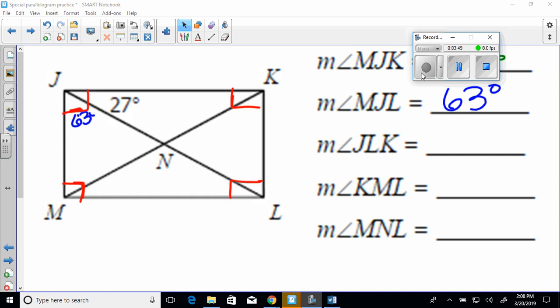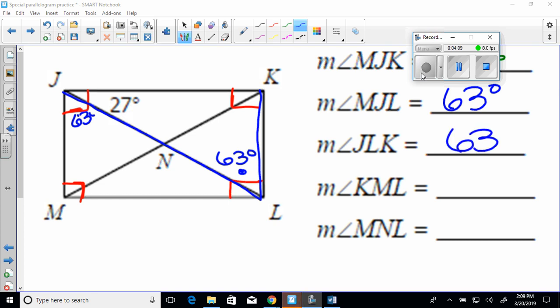So the next angle we're looking for is angle JLK. Again, if you trace through it, start at J, go to L, and then go up to K. It means we're talking about this piece right here, which will be 63 because it's alternate interior with the other 63 that we just named. And now we want to find angle KML. So let's trace through that. Start at K and go to M and then go to L.